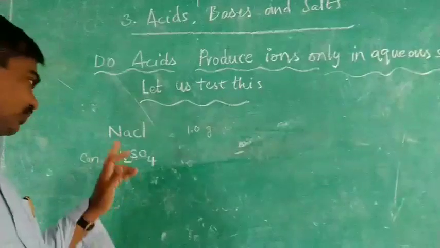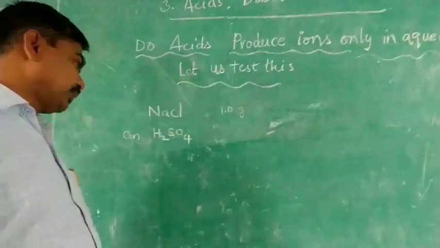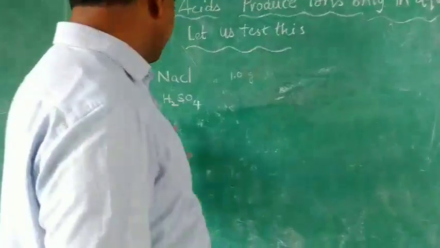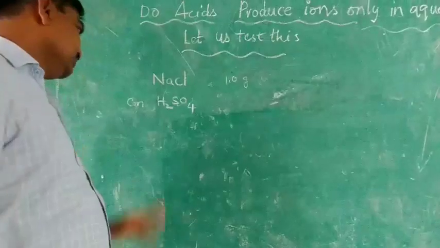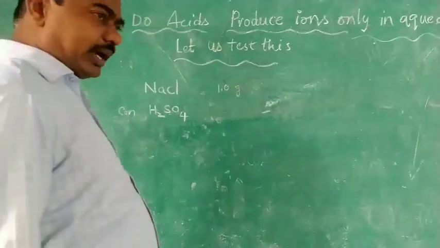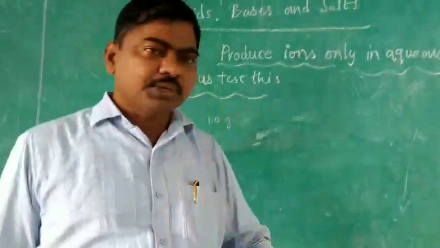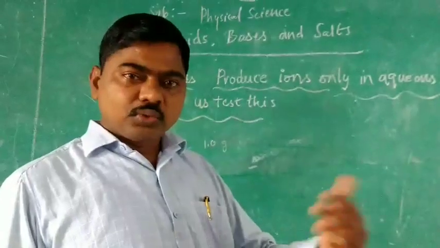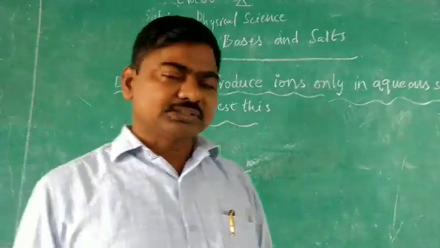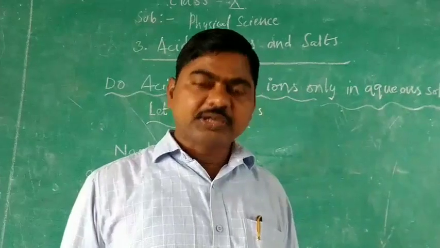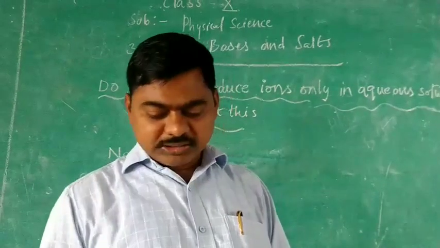Now what are you doing? First you take 1 gram of sodium chloride in the dry test tube, then you add sulfuric acid to it. What will happen? Now some gas is coming out from that. What is that gas? Let us see. What is the reaction that is taking place?